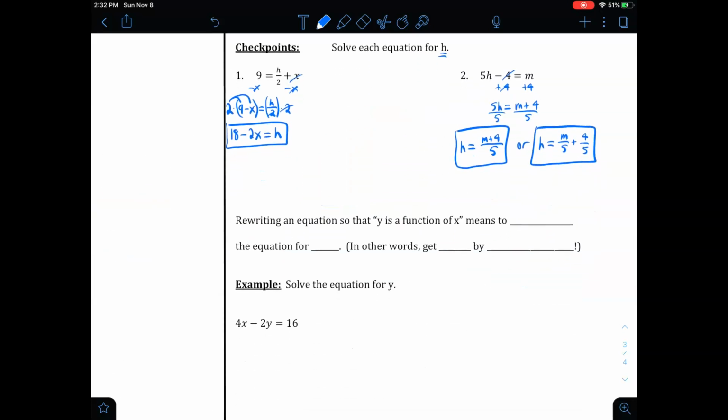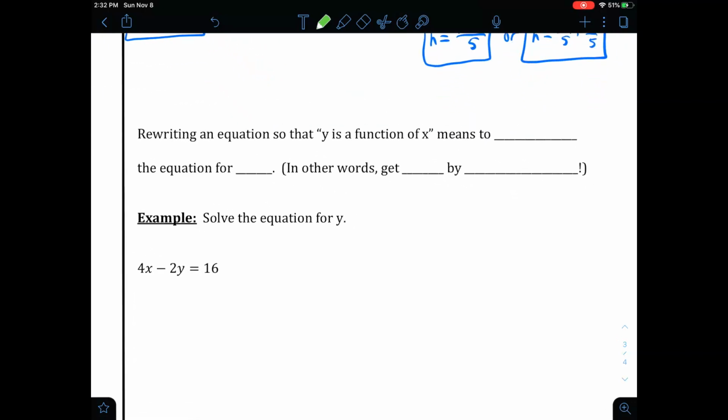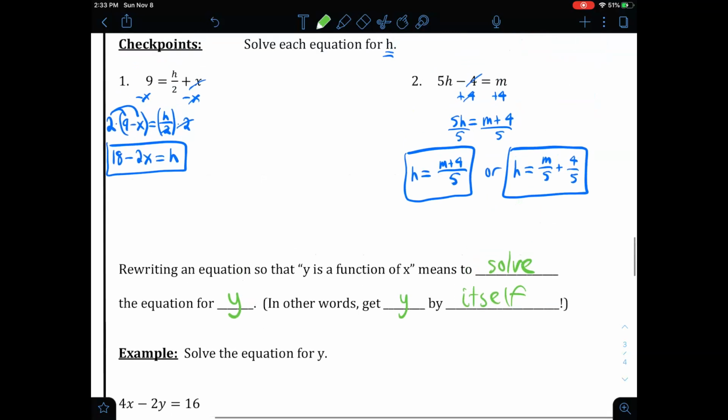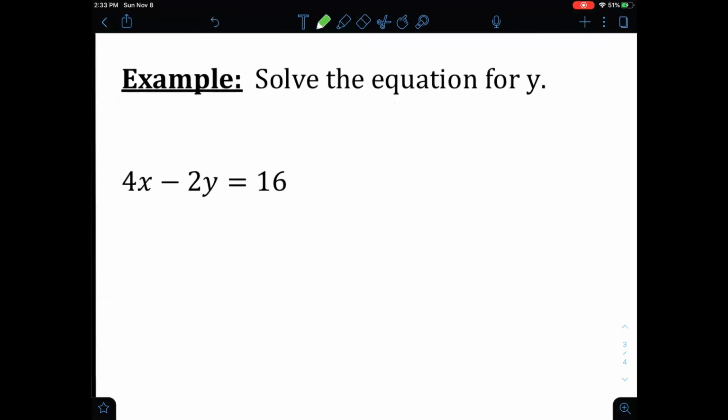All right, now we have a couple more problems to do here, applying these same principles. It says rewriting an equation so that y is a function of x means to what? Solve the equation for y. In other words, it means get y by itself. Get y by itself. Okay. So this time we're basically doing what we did with the h up here. We're going to be solving for y, getting y by itself.